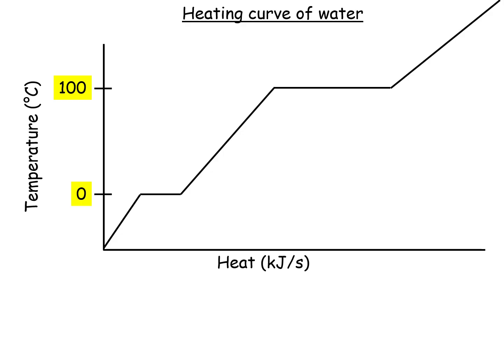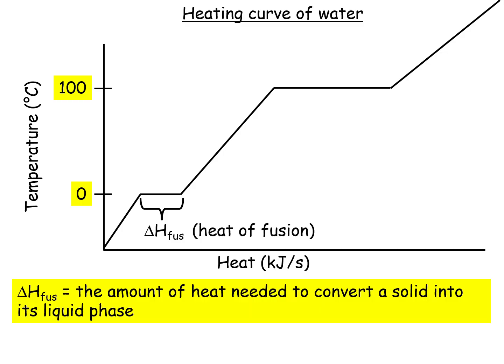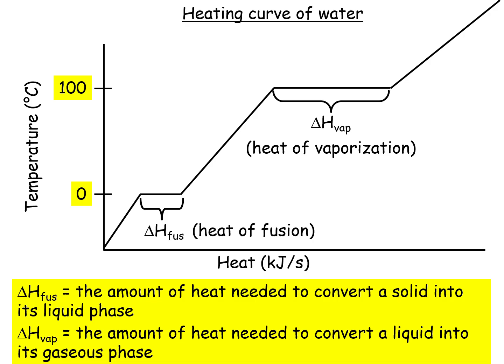So here we have our heating curve of water. We're going to just kind of focus in on the plateaus where we have it melting. That would be the heat of fusion, and it's the amount of heat needed to convert a solid into its liquid phase. Like I said, fusion is just an old-fashioned term for melting. And then in order to go from a liquid to a vapor, it's going to be the heat of vaporization. That would be liquid to a vapor, gaseous phase.